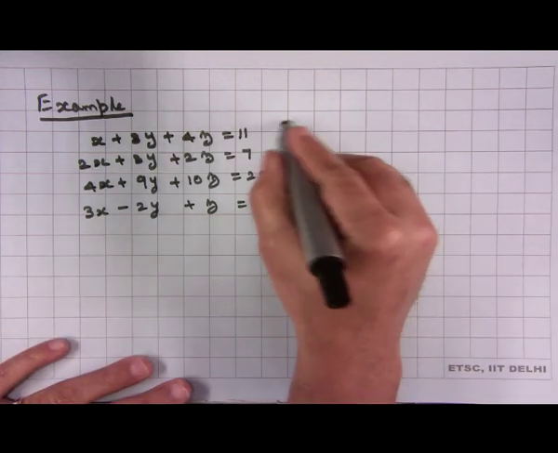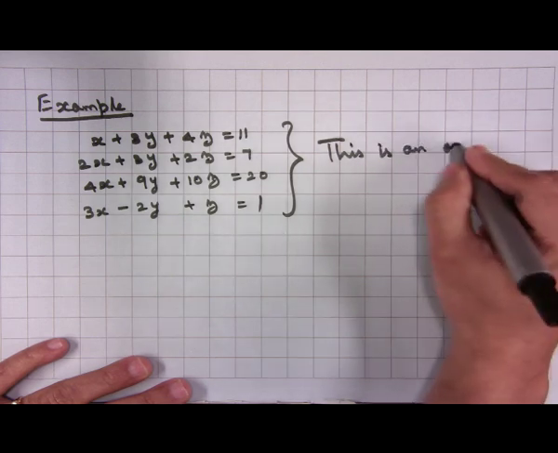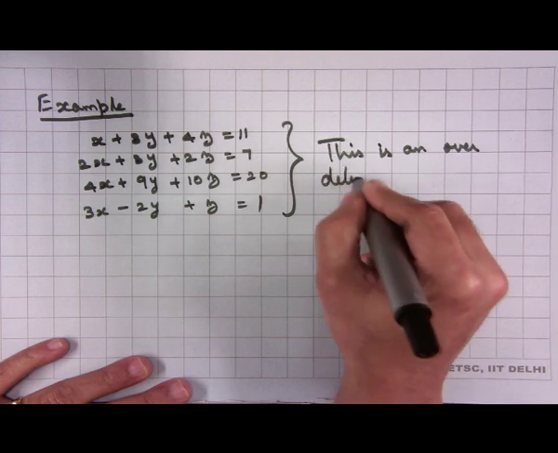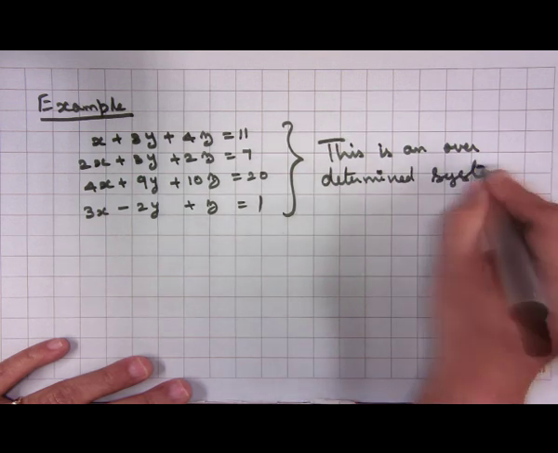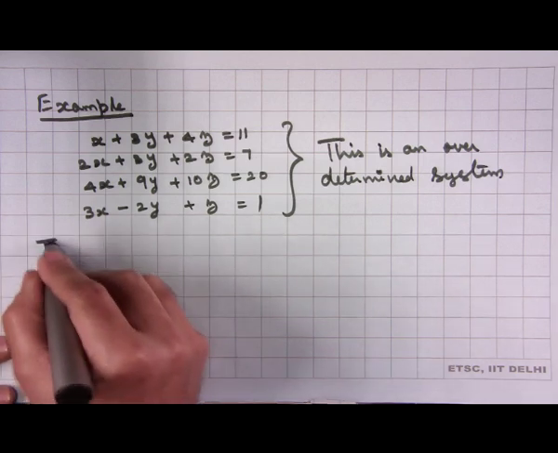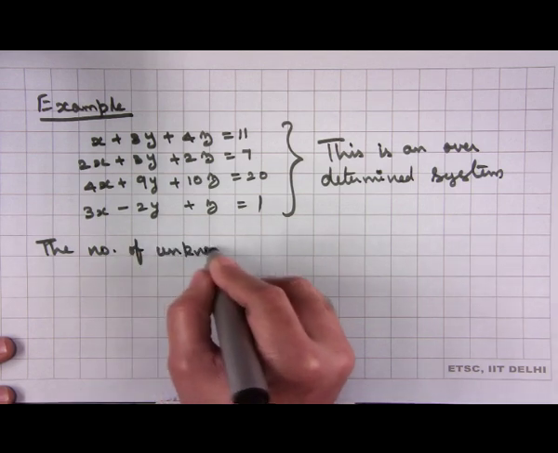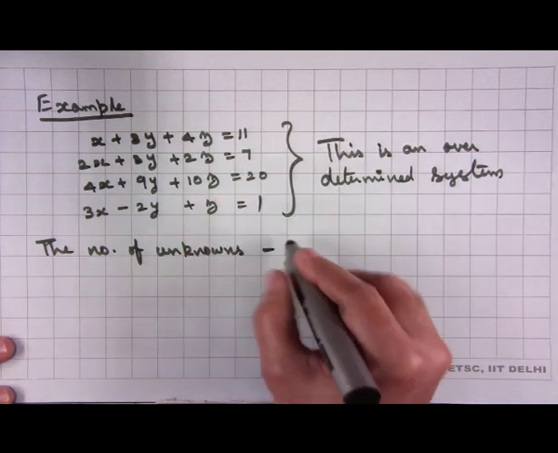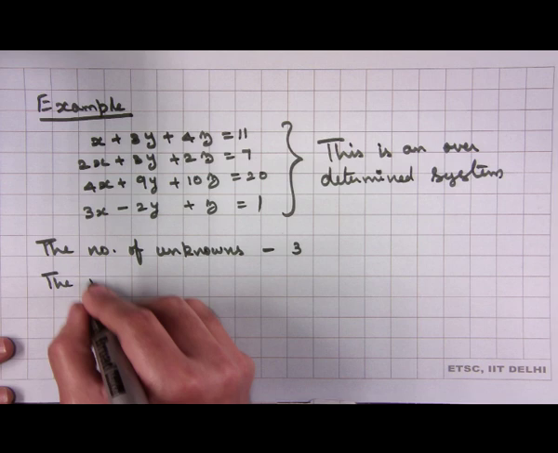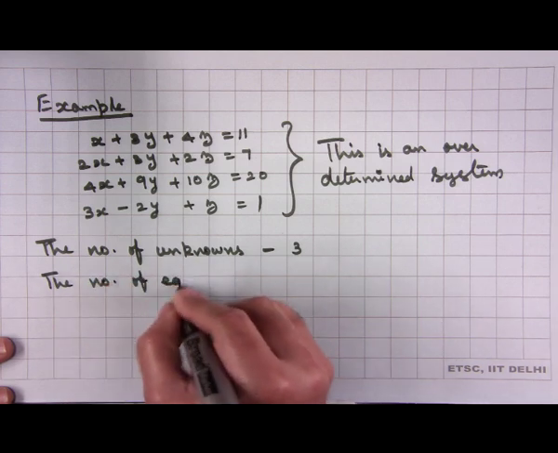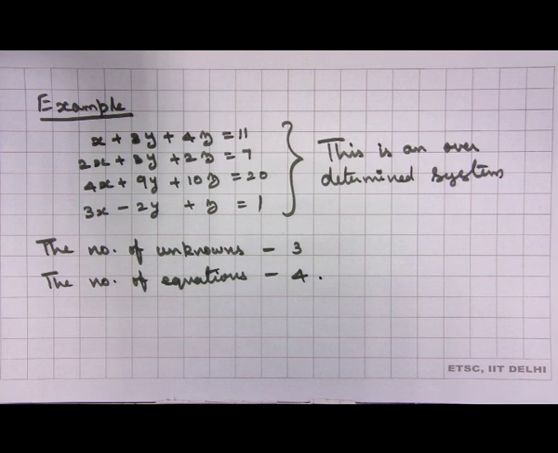Again, one can notice that this is an overdetermined system. That means the number of unknowns in this case is 3, while the number of equations in this case is 4. So, this is an overdetermined system, fine.